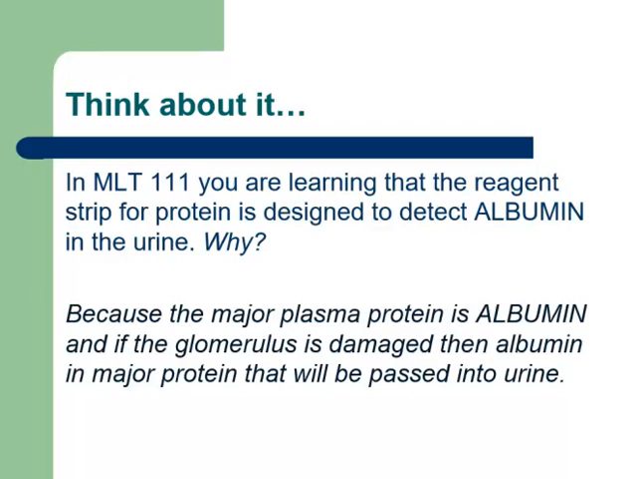So here we have a think about it situation. In MLT 111, which is your urinalysis, you are learning that the reagent strip for protein is designed to detect albumin in the urine. We also learned about this in 110 as well. But why would it be designed to detect albumin? This is because the major plasma protein is albumin. And if your glomerulus is damaged, then albumin is the major protein that is going to be passed into your urine. So that's why it's designed to detect albumin on that reagent strip.